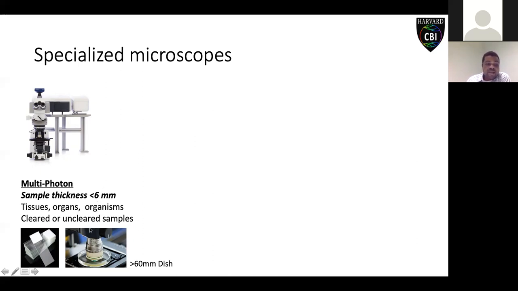And for sample holders, you can use a slide as before, and then we have these dipping objectives. Because of the diameter of the dipping objectives, we always recommend a 60 millimeter dish or anything larger than that. That will give you the ability to image directly through your buffer or your media. We have both dipping objectives and clearing objectives that will allow you to image your sample.